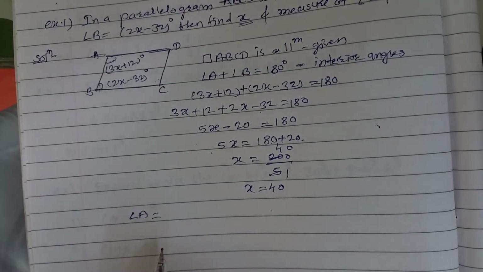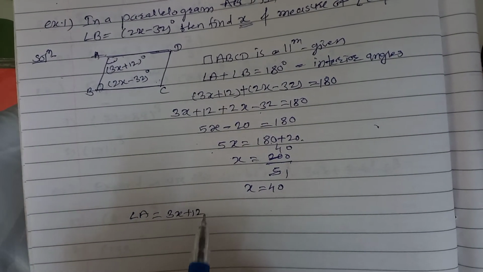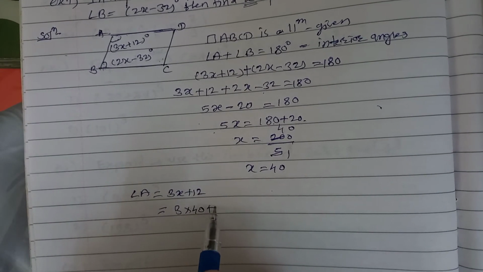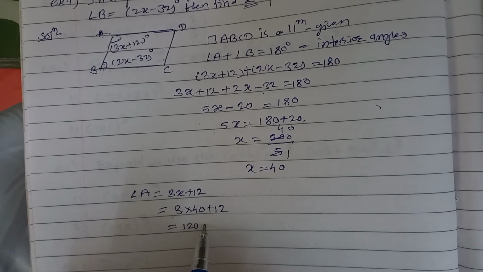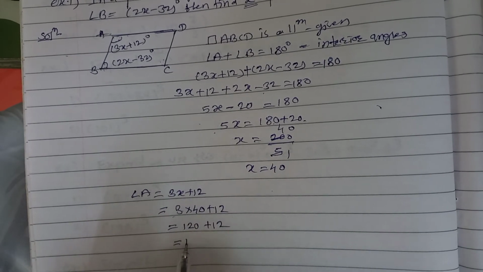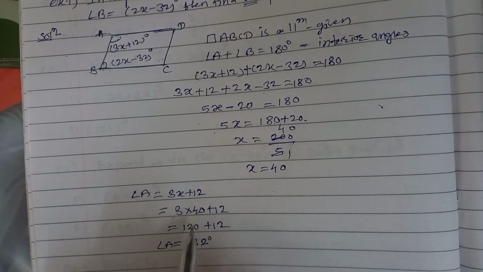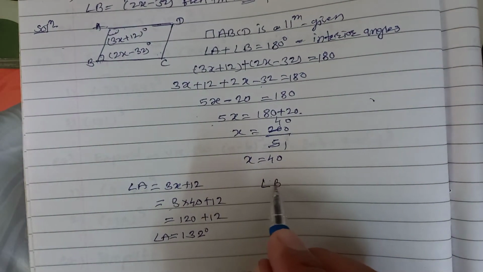Angle A is equal to 3x plus 12. Put the value. Okay, x is what? 40 plus 12. So 3 multiply 40, 120 plus 12. It is 132. Understood? Similarly, angle B is what?